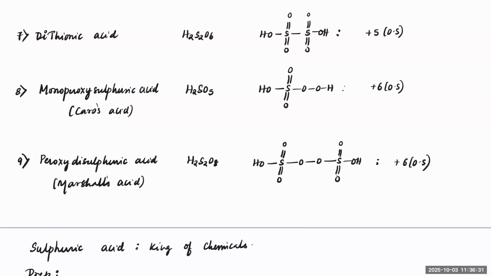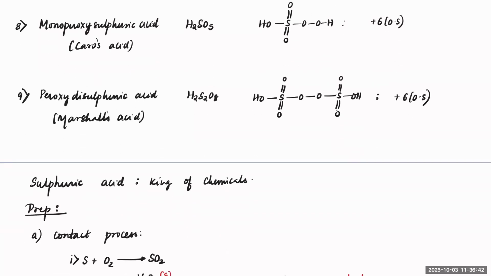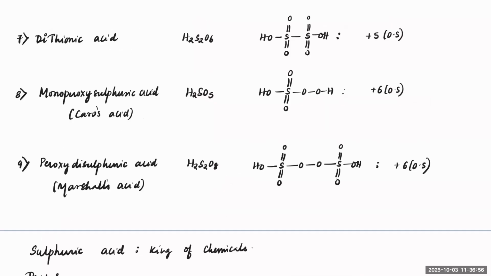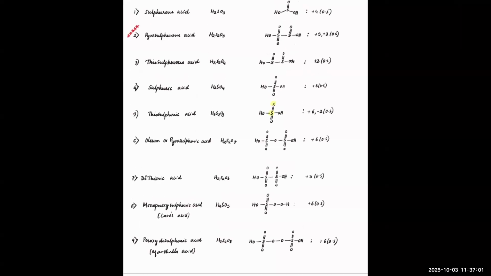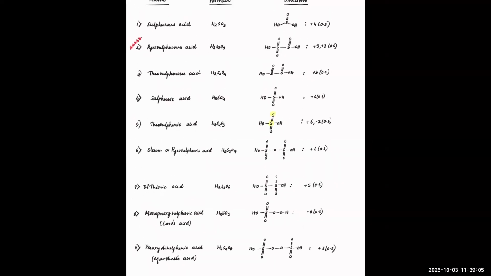Monoperoxysulfuric acid is the same sulfuric acid with an OOH bond. So that will become monoperoxysulfuric acid. Next one is peroxydisulfuric acid. So you'll have H2S2O8. We'll have SO, O, and S. Please check this out quickly.